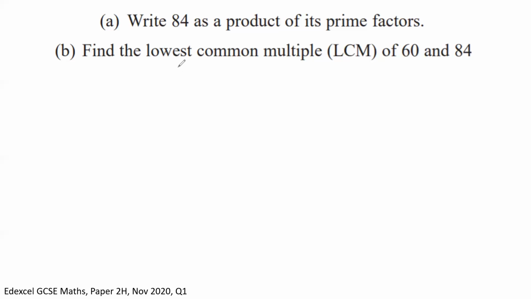Okay, so hopefully you've had a chance to have a little bit of a go of this. The first thing to remember is, what does this mean? So what is a prime factor? What does it mean when it asks you to write a number as a product of its prime factors? So a prime factor is any number that is a prime number and a factor of 84. In this case, it's a factor of 84. That is a prime number.